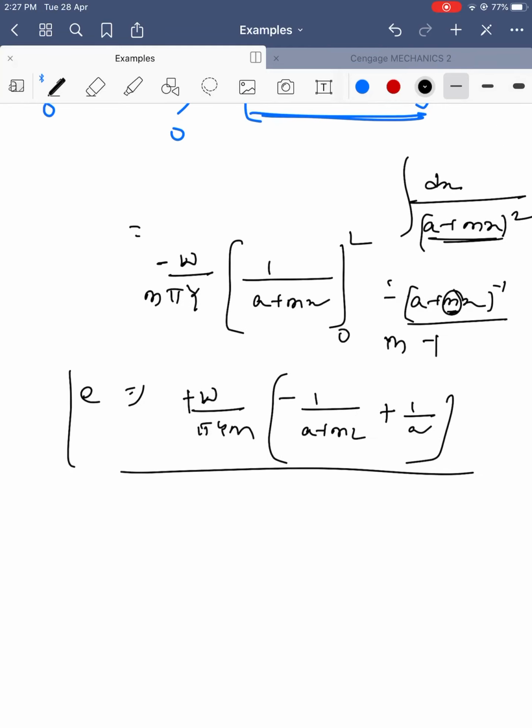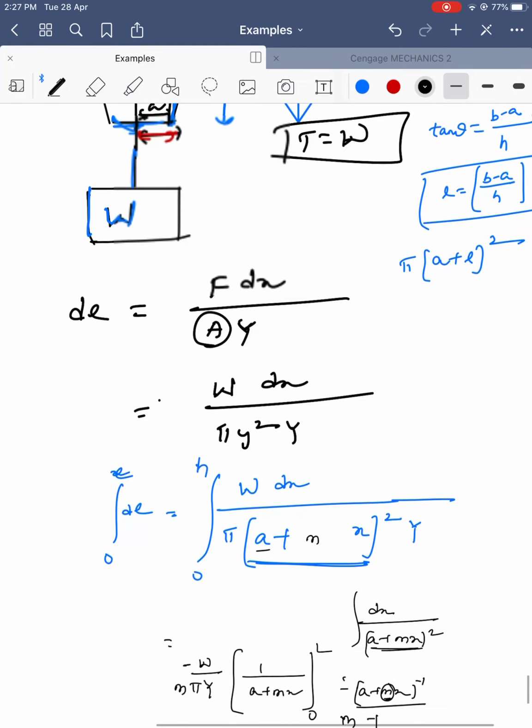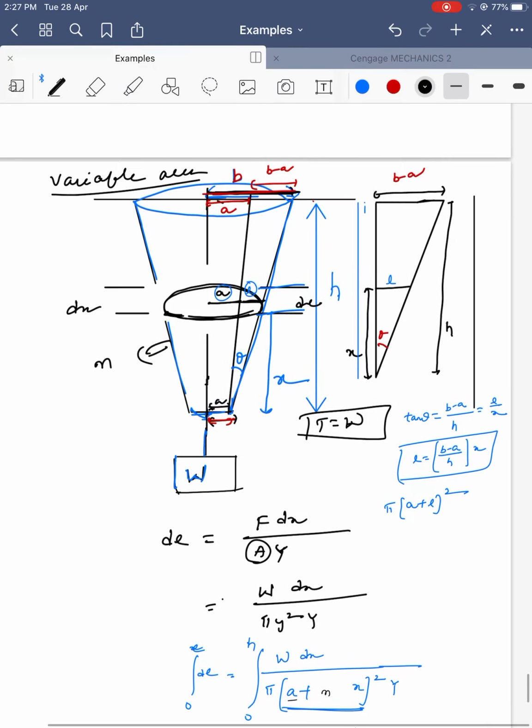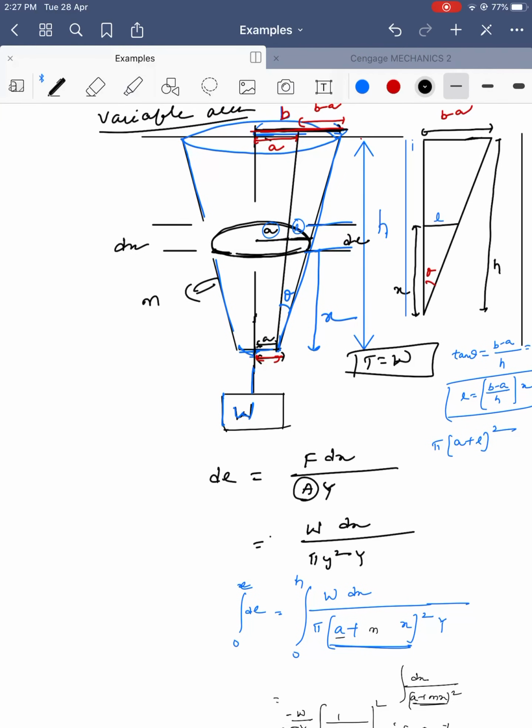This is the elongation. These are some typical examples on Young's modulus. We have a few more examples to solve, and I think this is sufficient for this video.